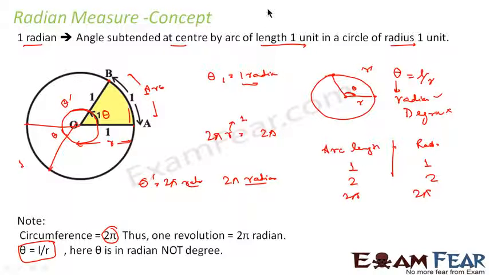So when L is equal to R, theta is equal to L by R, which is R by R, equal to 1. So in this formula also, the angle subtended by an arc of length R in a circle of radius r is nothing but 1 radian. So this theta is in radian. Please make a note of this formula: theta is equal to L by R, where theta is in radian, L is the length of the arc and R is the radius of the circle.